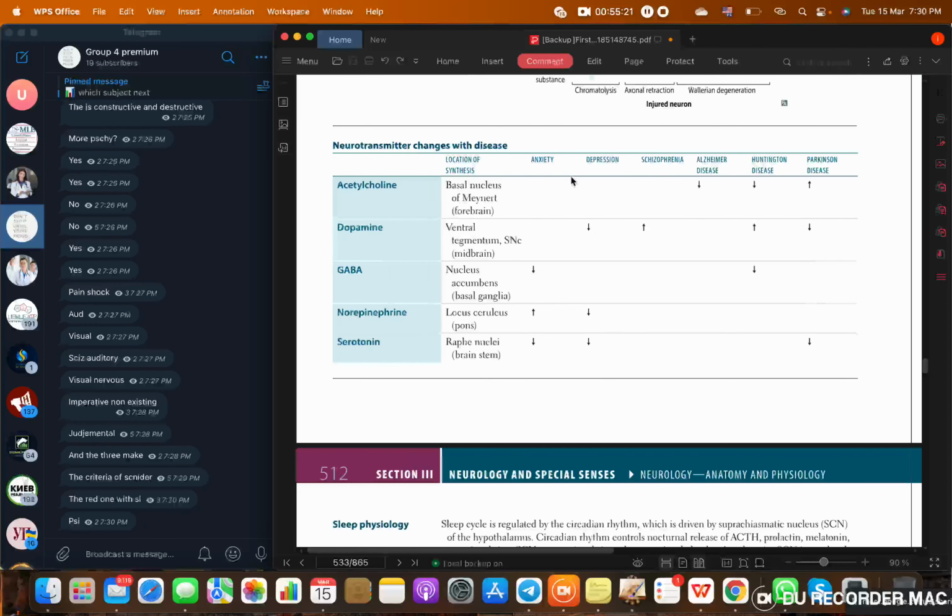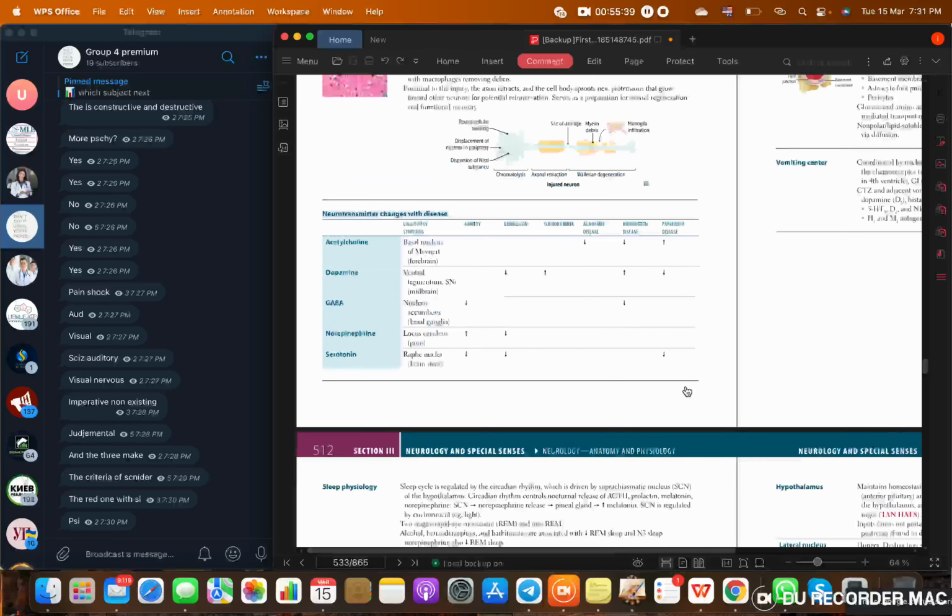So yeah, anxiety will have more norepinephrine in it, while depression will have less of it. Serotonin, however, will be low in anxiety and low in depression, and also low in Parkinson's disease. So yeah, the hormones that make you happy are dopamine and serotonin.